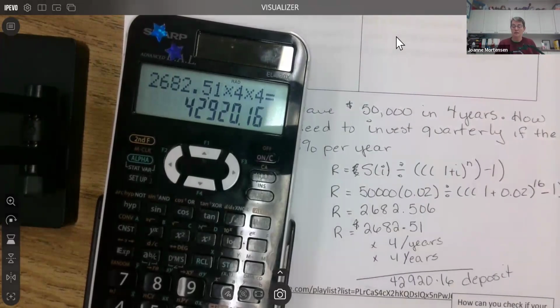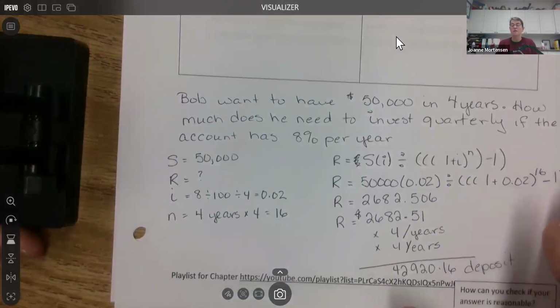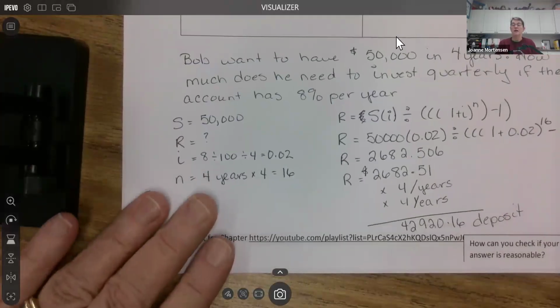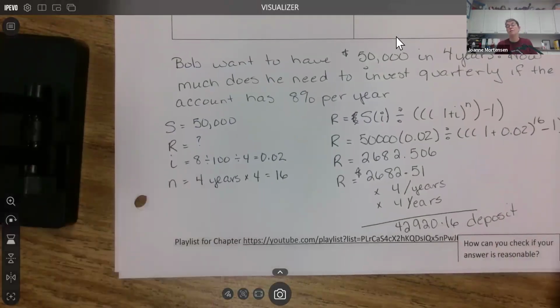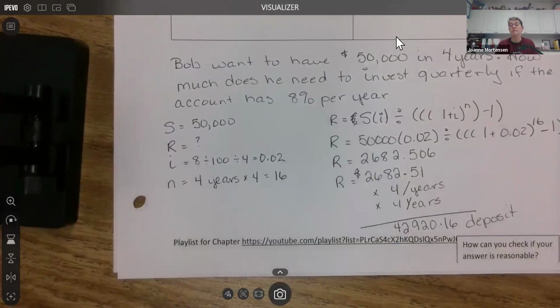I'm okay with that answer. If this answer down here that I just figured out was over $50,000, then that would make absolutely no sense. But this seems quite a reasonable choice. Plus, this 8% is a pretty good interest rate.